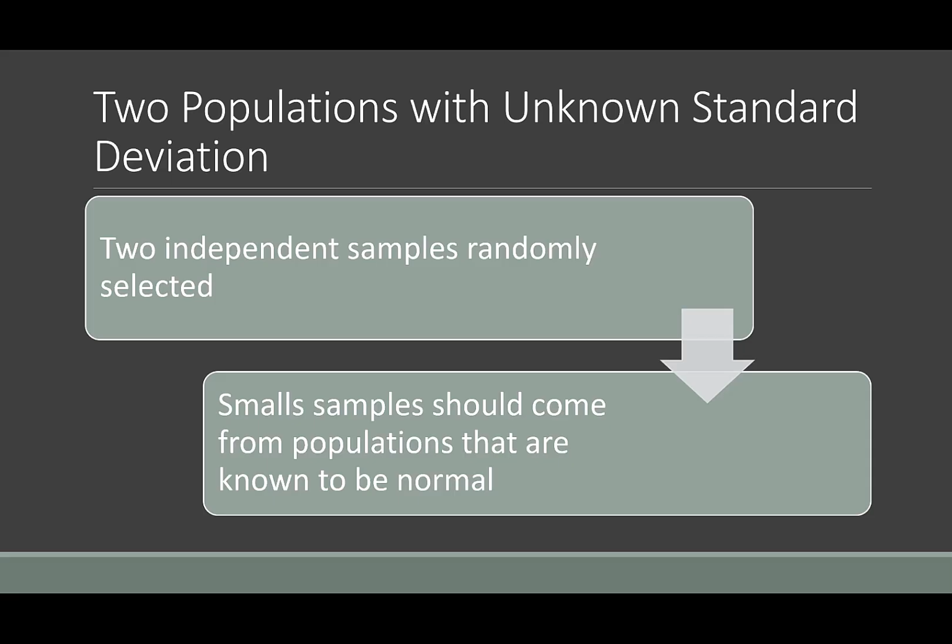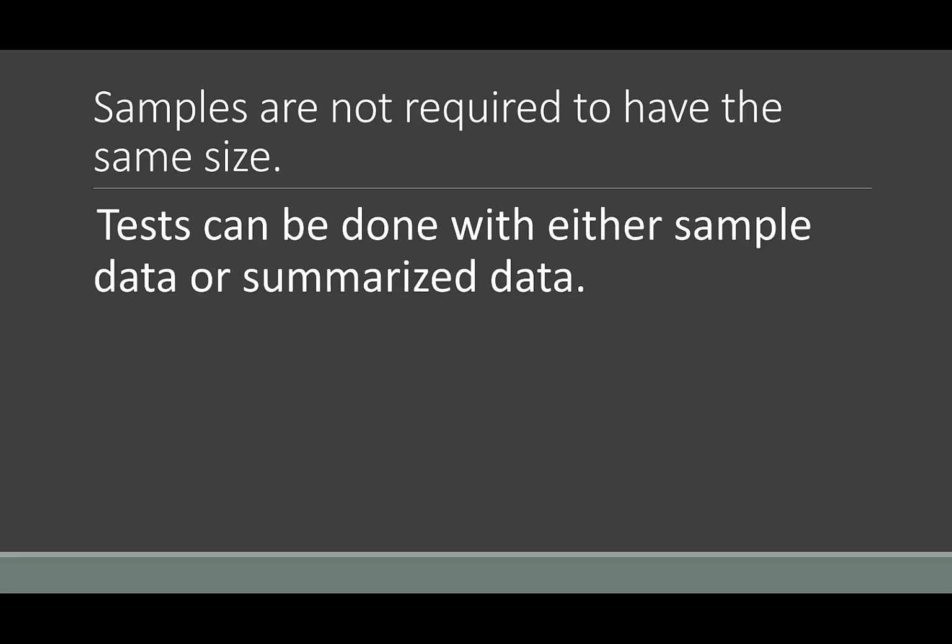When doing the hypothesis testing for two populations with unknown standard deviations, it's important that our two independent samples are randomly selected. It's okay to have a small sample as long as the samples come from populations that are known to be normal. Normality of larger populations is not required. Samples are not required to have the same size. Tests can be done with either sample data or just summarized data.